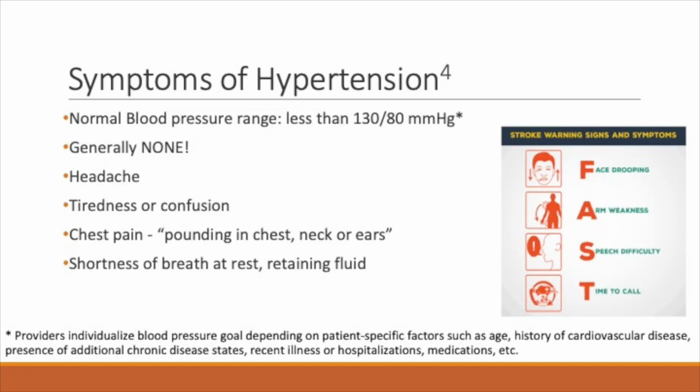Symptoms of hypertension. Normal blood pressure range is less than 130/80 millimeters of mercury. The reason there is a star at the end of the statement is that providers individualize blood pressure goals depending on patient-specific factors, such as age, history of cardiovascular disease, presence of additional chronic disease states, recent illness, hospitalization, or medications, etc.